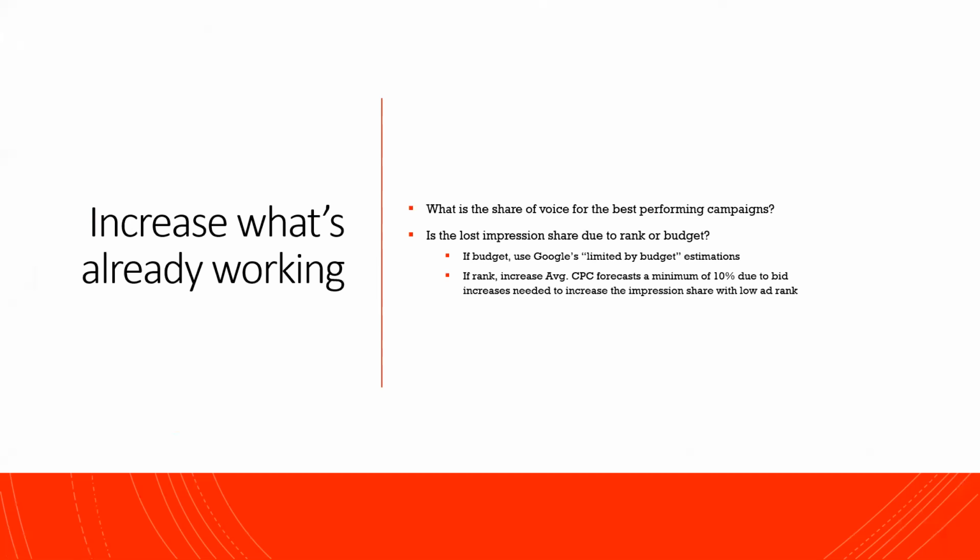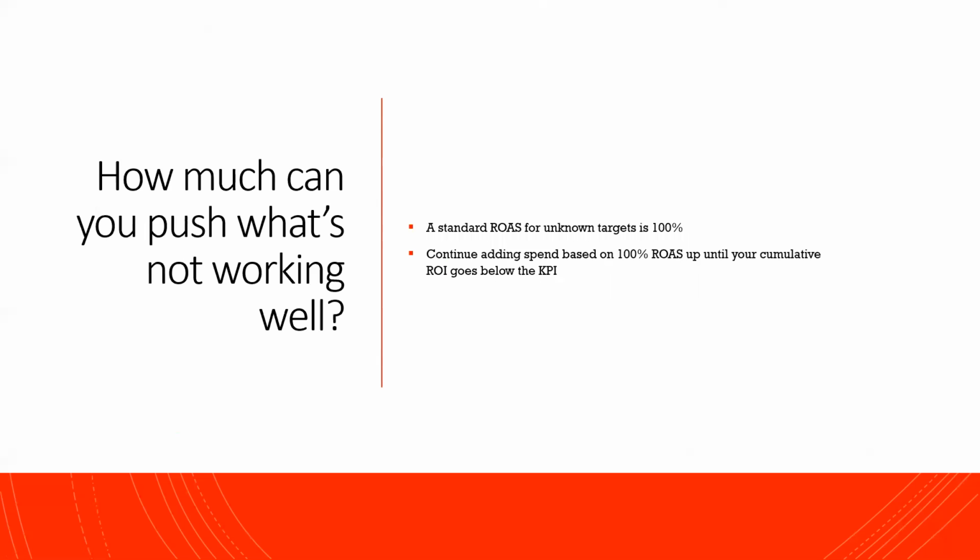If it's by rank, you want to increase your average CPC forecast at least 10%, because to overcome search impression share loss due to ad rank, you have to increase your bids, which increases your cost. Also remember that it's really hard to get to 100% share of voice if you have issues with low ad rank, so keep that in mind. Don't predict you can hit 100%, because you probably can't if you're losing impression share due to ad rank. I would aim for something like 90%.